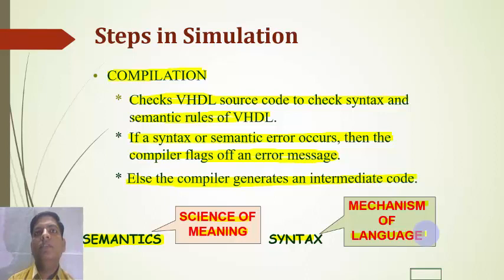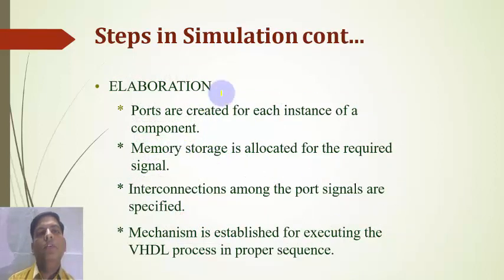Compilation simply checks the VHDL source code against the syntax and semantic rules of VHDL. If a syntax or semantic error occurs, the compiler flags an error message. Else, the compiler generates an intermediate code. Semantics is the science of meaning; syntax is the mechanism of language. Now, steps in simulation, continuing.